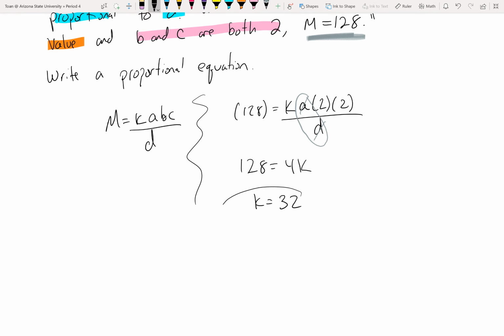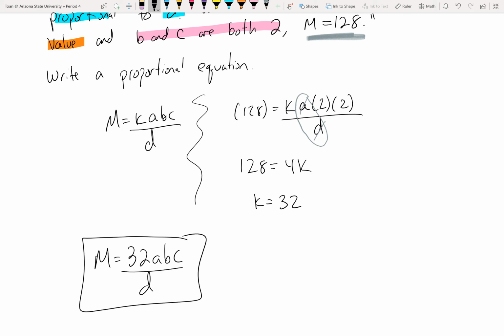So all you have to do is take your answer here and plug it into your model. So my answer that I would submit is m equals 32abc over d. That would be my submission. Okay? All right. It's just like the previous example, except I give you numbers to plug in.